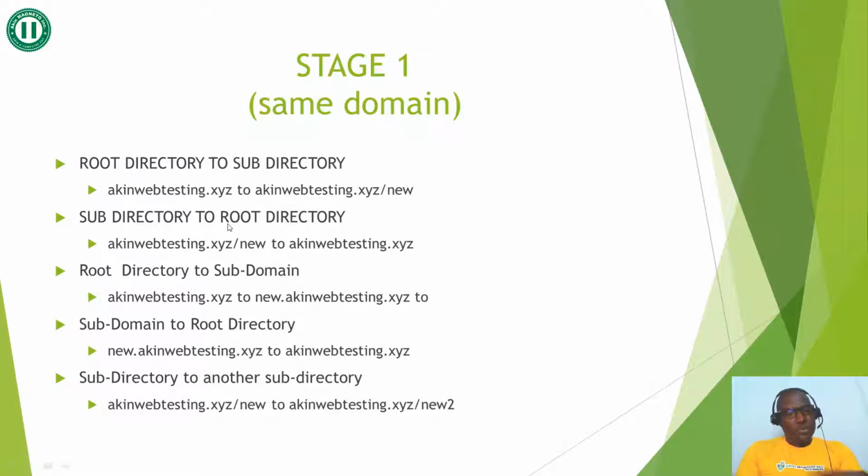Now we are going to move from subdomain to root directory. That means we are coming from new.akinwebtesting.xyz to akinwebtesting.xyz. And also we are going to move from a subdirectory to another subdirectory. That means we are moving from akinwebtesting.xyz/new to akinwebtesting.xyz/new2. It's possible you can do migration on any level. Okay, this is stage one.